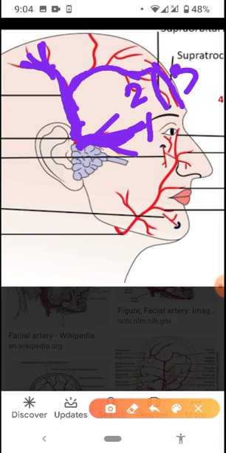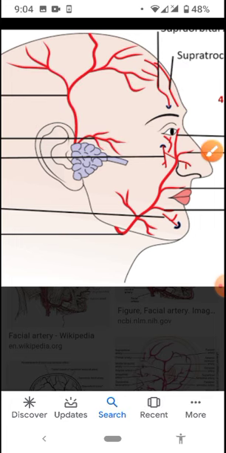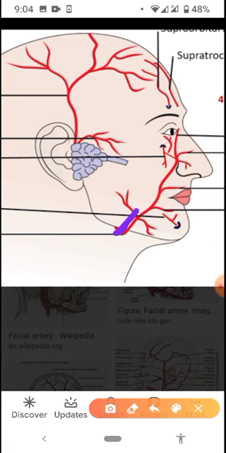So we have completed everything. Again, I'm summarizing: there are two main arteries, which are the branches of the external carotid artery. One is the facial, and the other is the superficial temporal. The facial has four branches: one, two, three, and four. And the superficial temporal has three branches: one, two, and three.